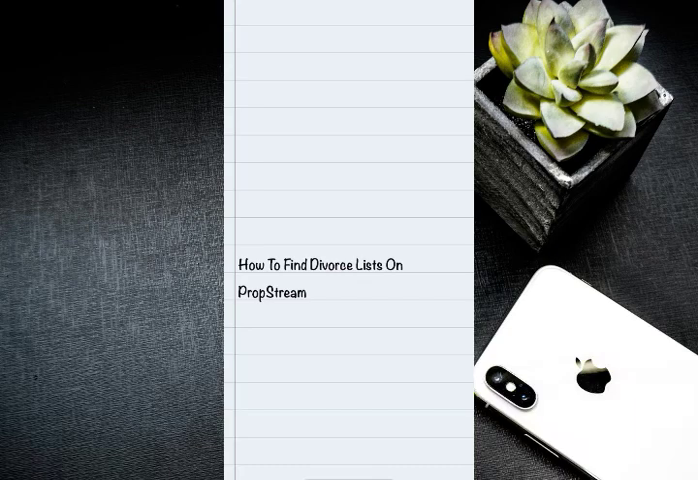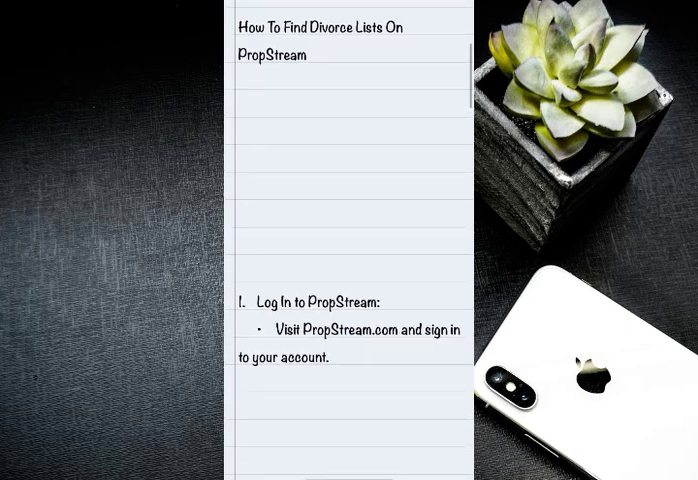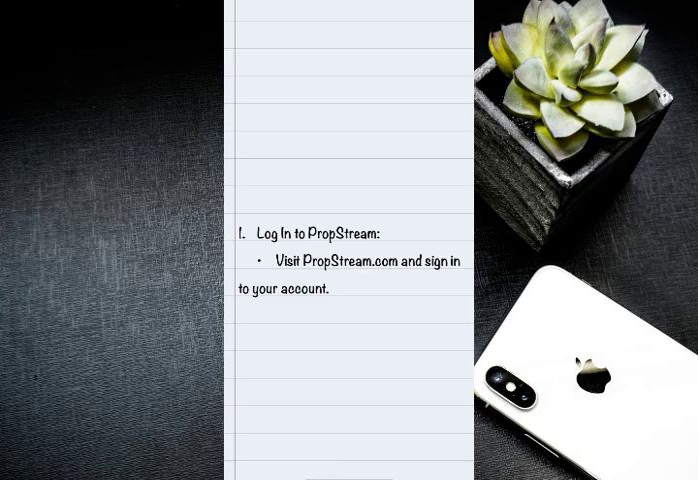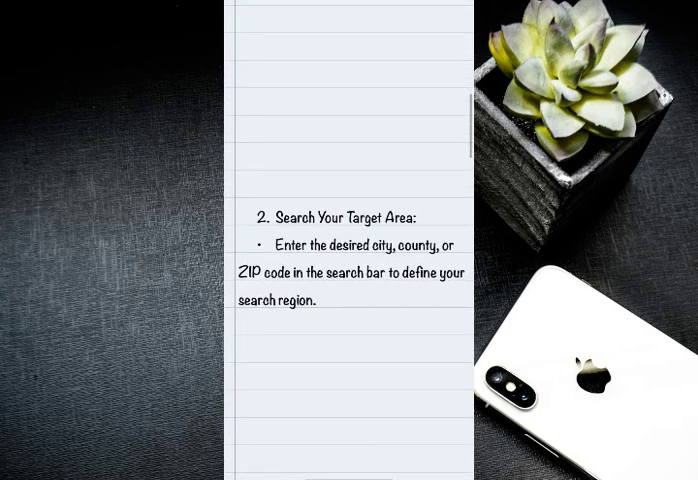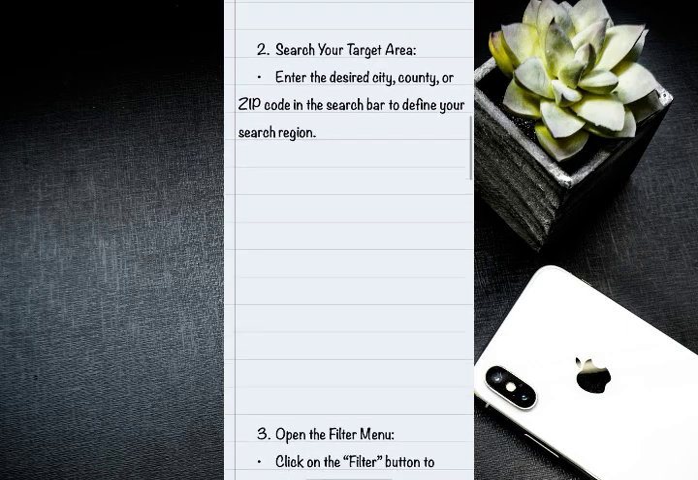In this video I'm going to walk you through a step-by-step guide on how to find divorce lists on PropStream. So to get started, the first thing to do is to visit your propstream.com website, then sign into your account. Then from there you have to search your target areas. So enter the desired cities, county or a zip code in the search bar to define your search region.